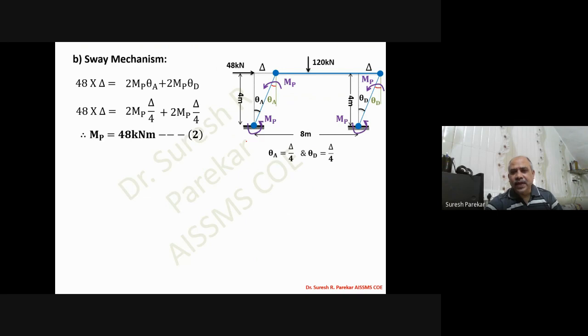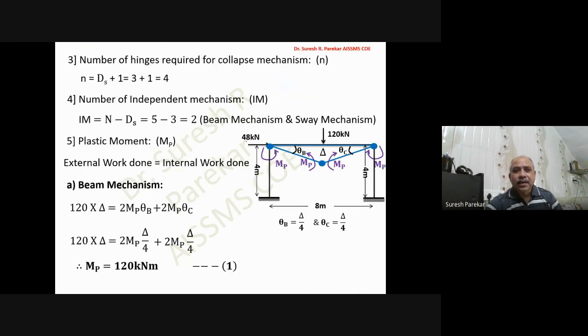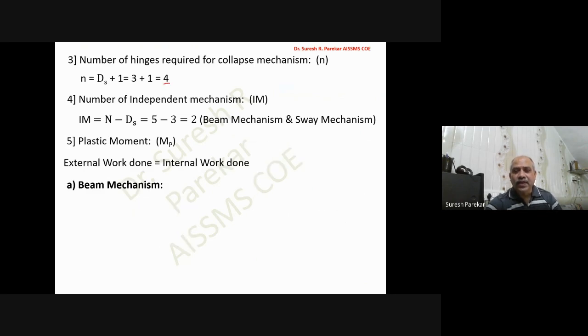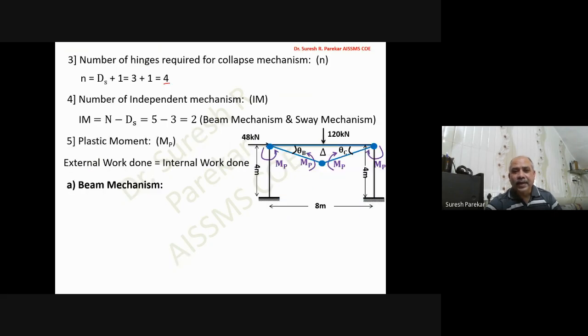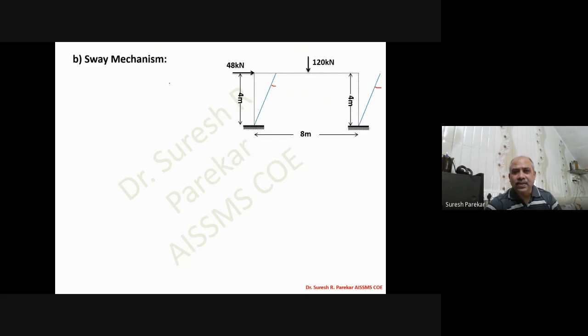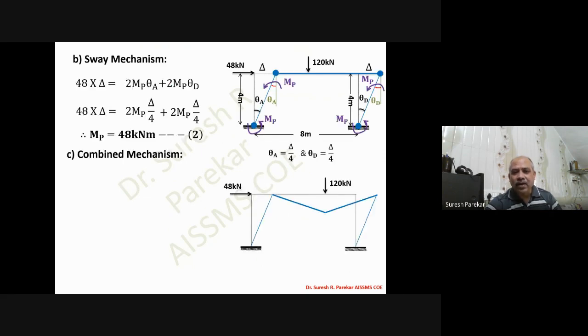Now if you see, we have the total hinges required. Hinges required are 4, and possible hinges are 5, but we require only 4. Where the sway happens at that joint, we are not going to get a hinge. So the 4 hinges will be formed as you can see. Hinges are formed at A and D, the fixed supports, then under the concentrated load, and then at joint C.